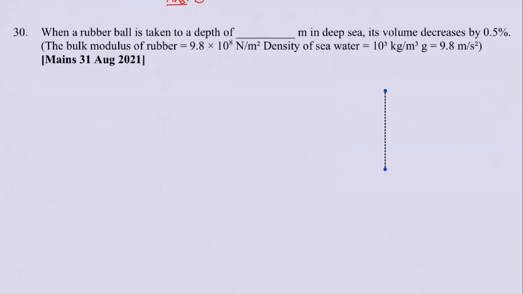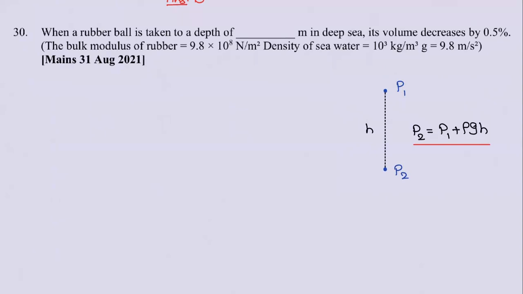Question number 30. I told you already, as you go deep, pressure will increase. So if you take 2 points, let us take this point. At this point, pressure is P1. At this point, pressure is P2. Depth is H. So the formula is already given: pressure at depth is equal to pressure at higher point, P1, plus rho GH. This formula is from fluids. I think you know this.